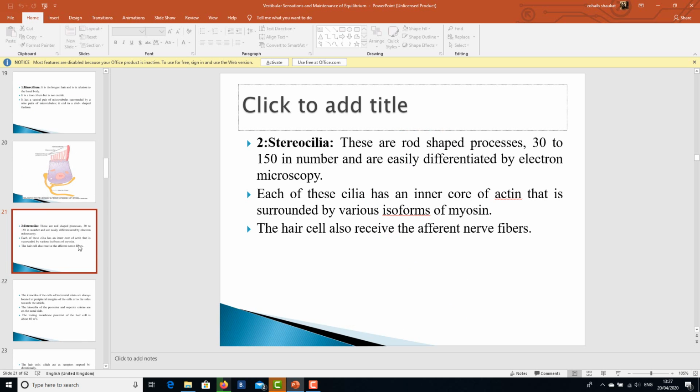The stereocilia are small in size and large in number, like 30 to 150, in comparison to the kinocilium, and they are easily differentiated by electron microscopy. Now, each of these cilia has an inner core of actin that is surrounded by various isoforms of myosin. The hair cell also receives the efferent nerve fibers.